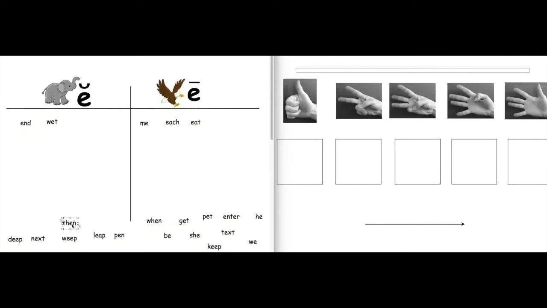Let's try this word right here. Then. Let's make the sounds in then. Then.